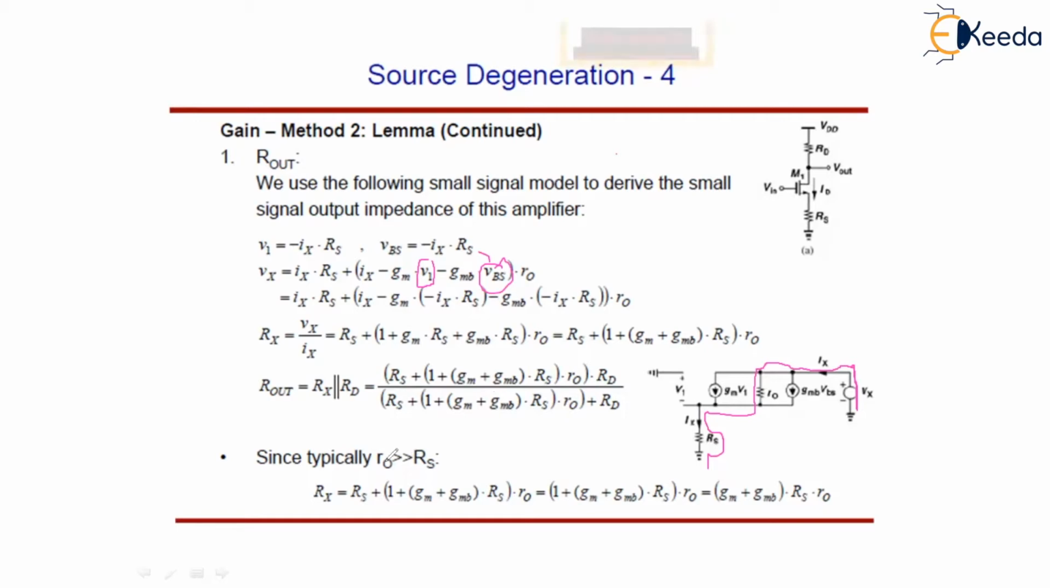Now, if R naught, that is the resistance due to the channel length modulation, is greater than the source resistance, what we will get? We will solve this equation for Rx. Okay, now we are saying that R naught is greater than Rs. Neglecting this term Rs, we will get this, and solving it further, simply multiplying R naught here and over here, we will get gm plus gmb Rs into R.